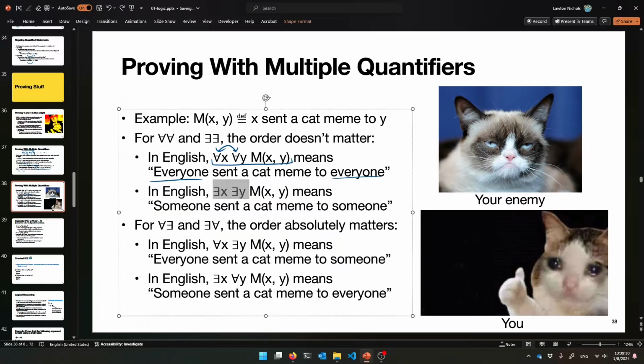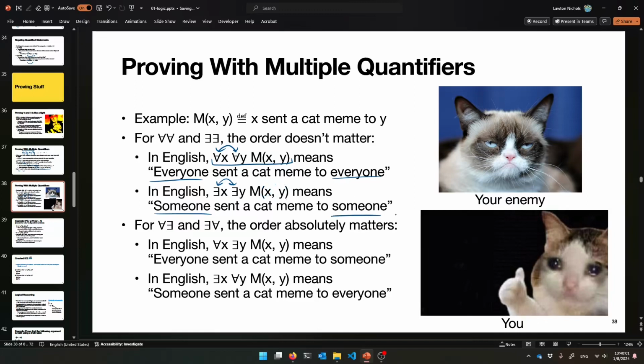Also, if you have a double there exists, again, you could flip-flop them and it doesn't matter. Watch. Because what's this trying to say? There exists an x and there exists a y such that m of x, y. So if you unfold the definition of that predicate, there exists an x and there exists a y such that x sent a cat meme to y. So that's just trying to say that there's some person somewhere. X is the sender, and y is the receiver. They're both existentially quantified. So somebody sent a cat meme to somebody.